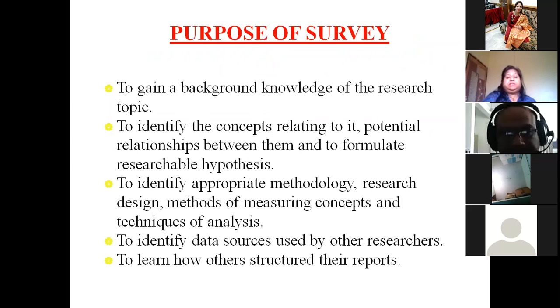Now, the purpose of the survey is to gain background knowledge of the research topic, to identify the concepts relating to it and potential relationships between them, and to formulate the researchable hypothesis. It means to formulate your problem.